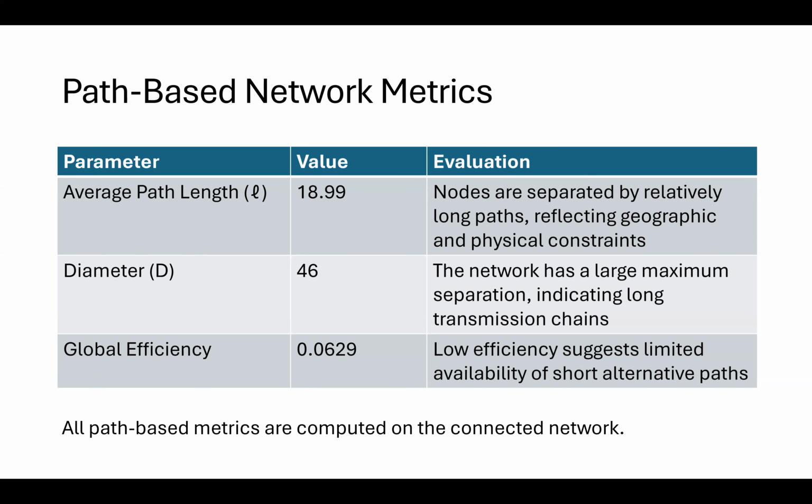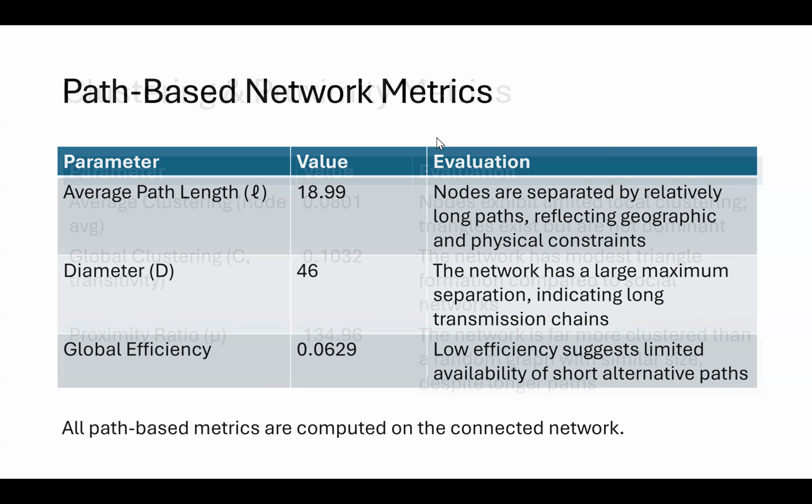And the diameter is 46. This represents the maximum shortest path distance between any two nodes. So the longest minimal transmission chain in the network spans 46 steps. Global efficiency is 0.0629. Efficiency measures how easily information can move through the network. This low value suggests limited availability of short alternative routes. Overall, these results show that the network is connected but stretched across space.